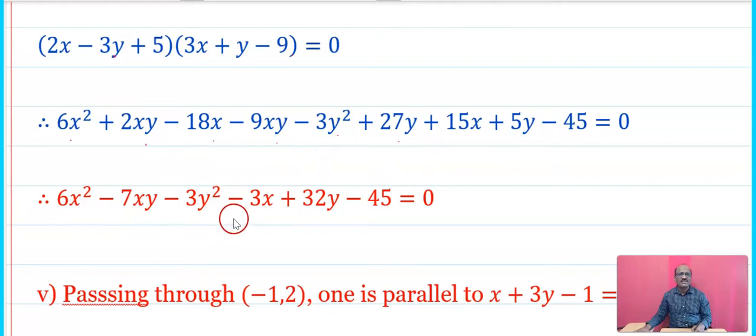What about the next? The terms of x, here is a minus 18x plus 15x, you will get minus 3x. And what about the y? Plus 5y plus 27y is equal to 32y, and last is a constant, minus 45 is as it is, and therefore their joint equation is 6x square minus 7xy minus 3y square minus 3x plus 32y minus 45 is equal to 0.